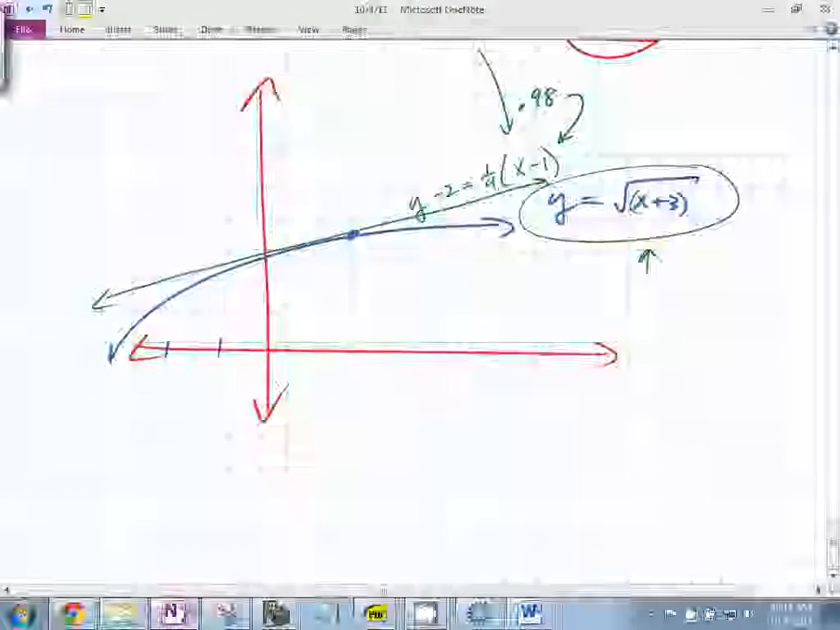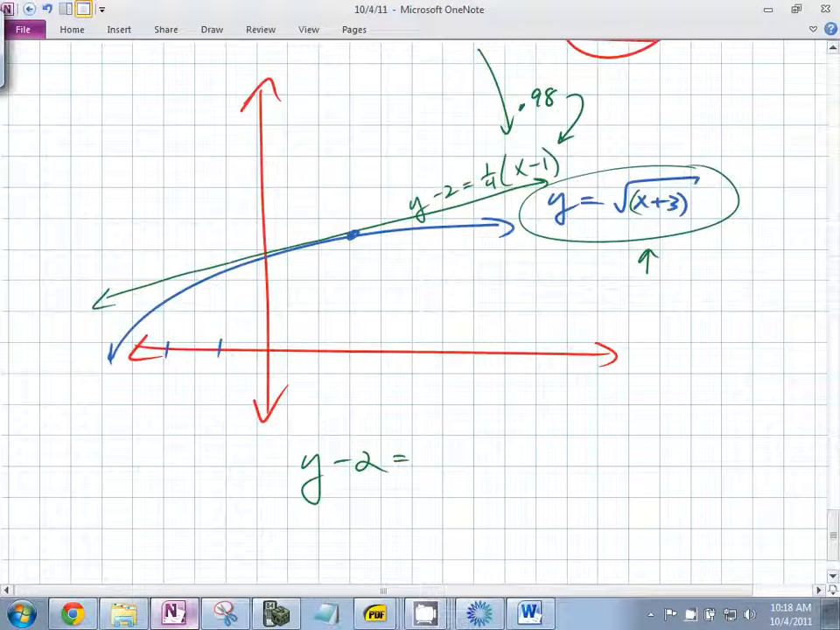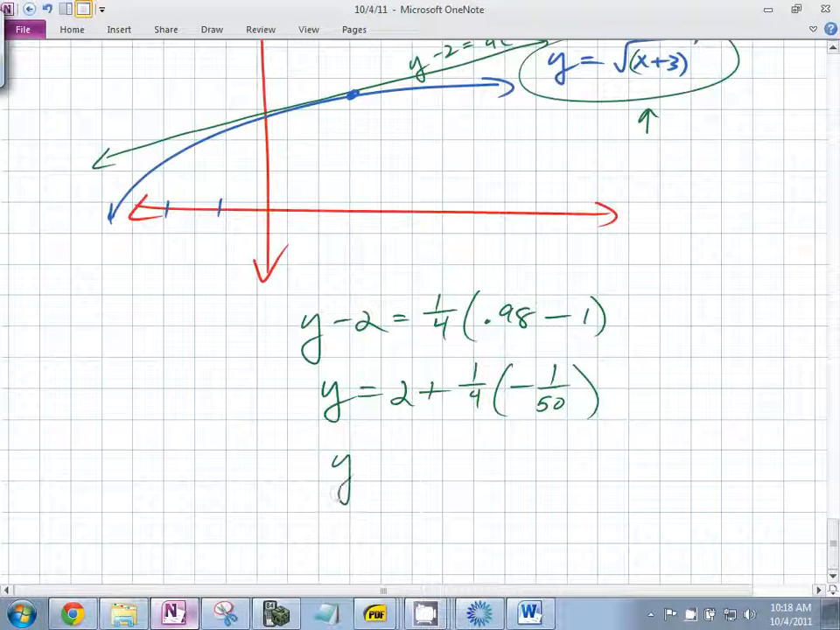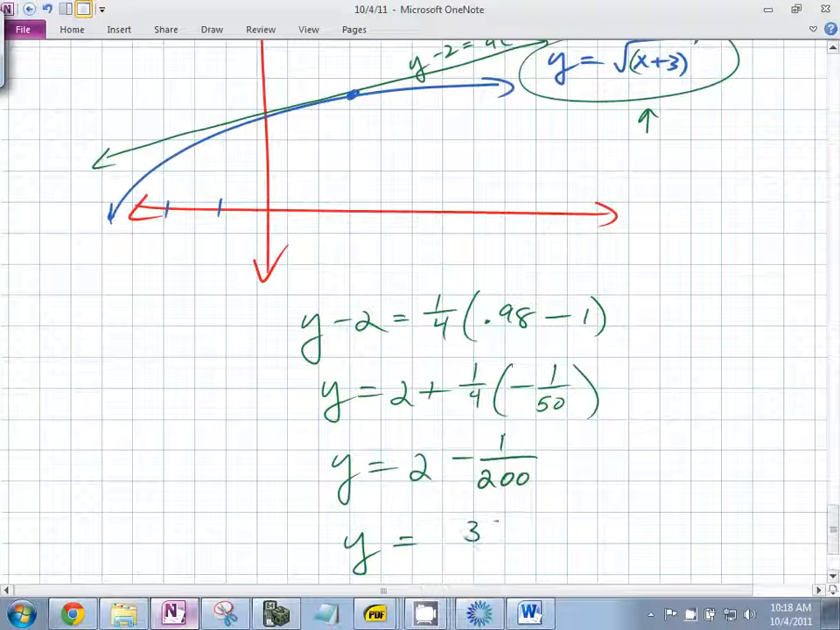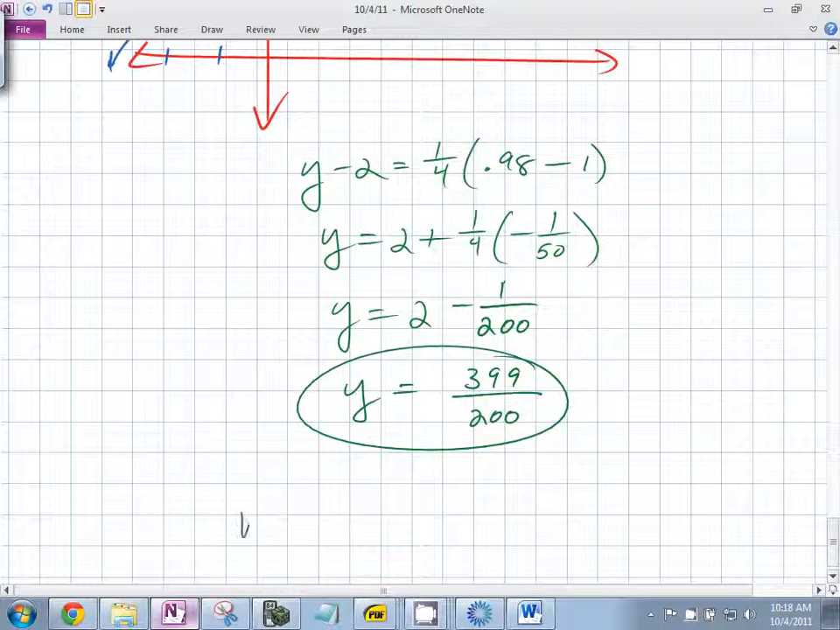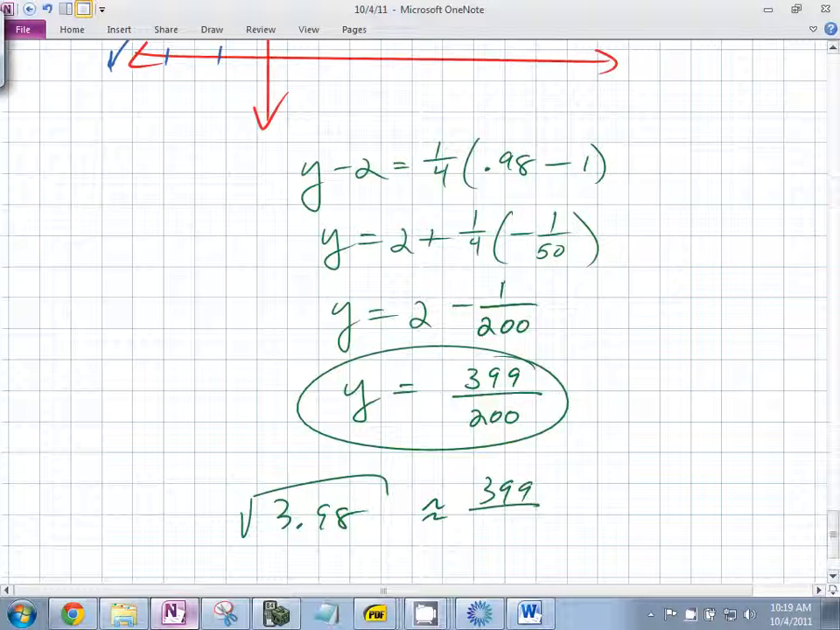So we have y minus 2 is equal to 1/4 times 0.98 minus 1. This is equal to 2 plus 1/4 of negative 1/50th, right? Agreed? So y is equal to 2 minus 1 over what? 200. So y is equal to 399 over 200. So we think the square root of 3.98 is approximately 399 over 200. Let's see if that logically flies.